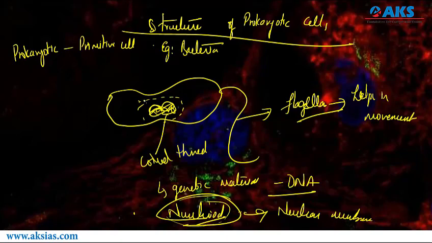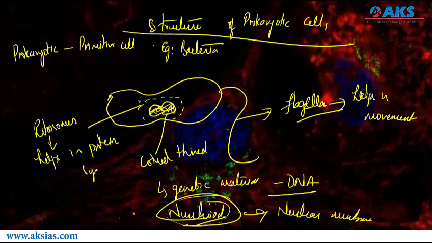And these dot-like structures are called ribosomes. The very important function of ribosomes is that they help in protein synthesis of the cell. So this is the structure of a prokaryotic cell.